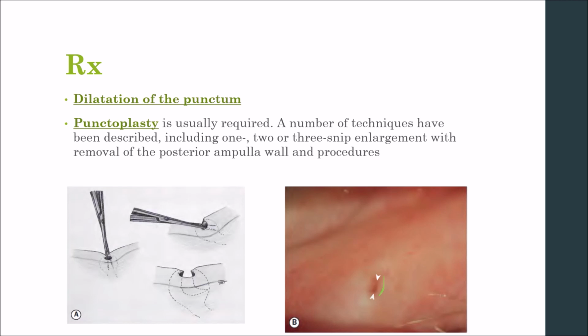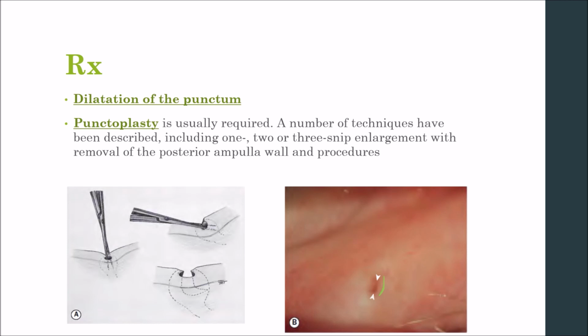Now, the puncta are enlarged with the removal of the posterior ampullar wall, a procedure using a mechanical punch, laser, or microsurgery. A temporary stent can also be used.